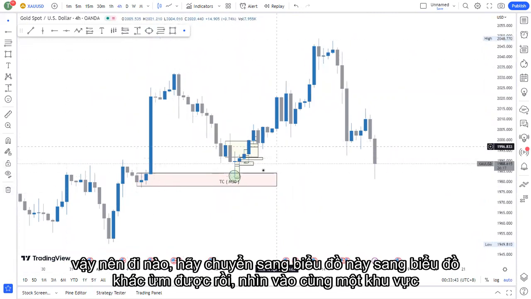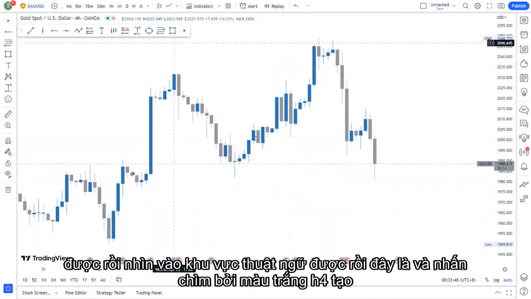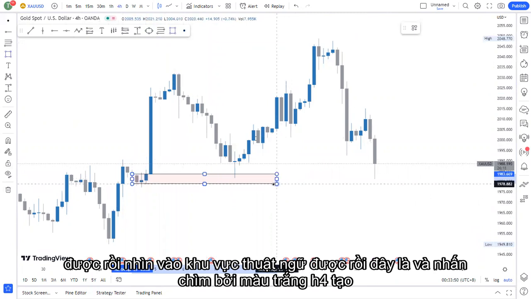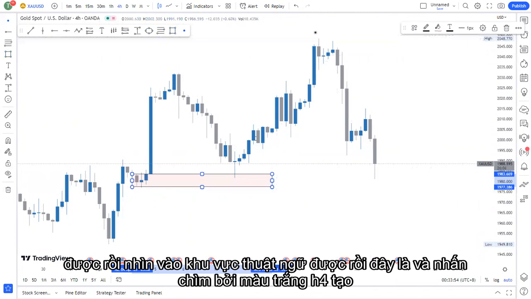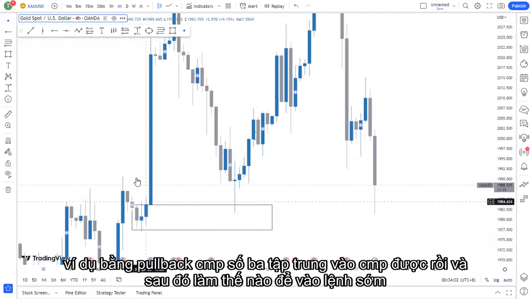Looking at the same zone, this is an engulfing buy. Engulfing buy, white color, H4, create EG buy, pull back. Channel number 3, focus on CMP.